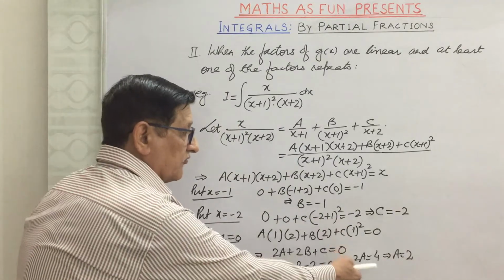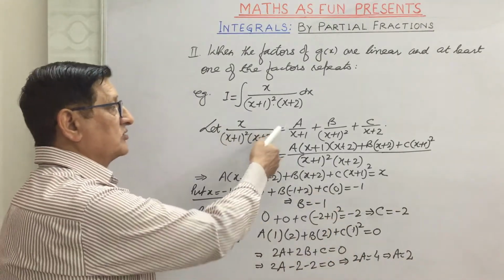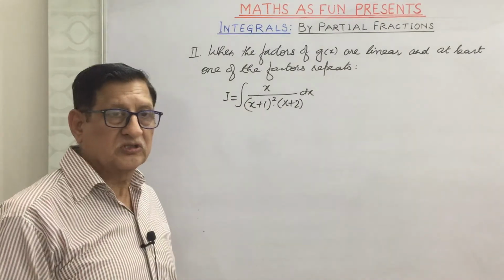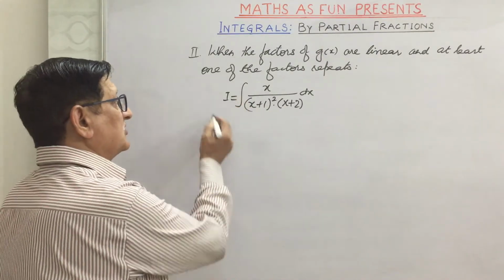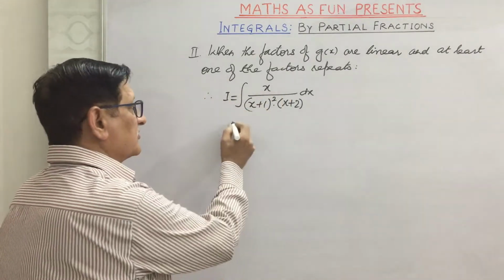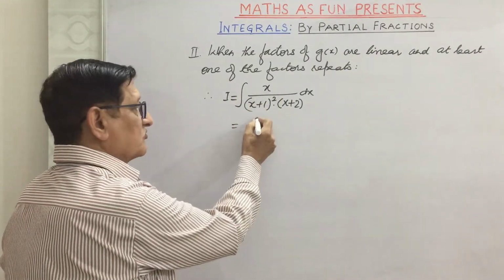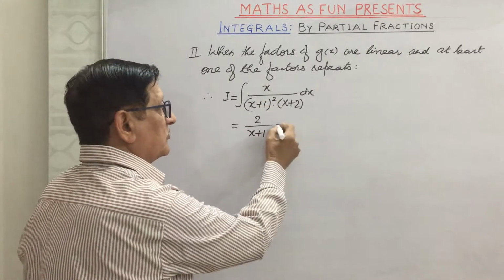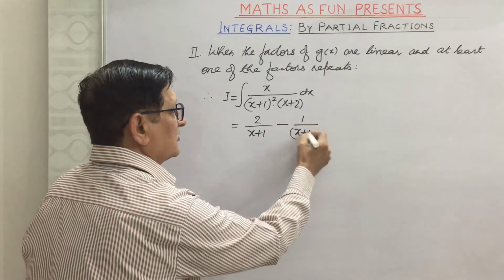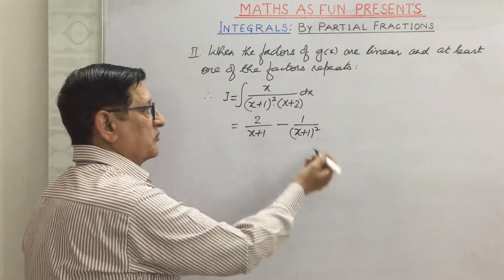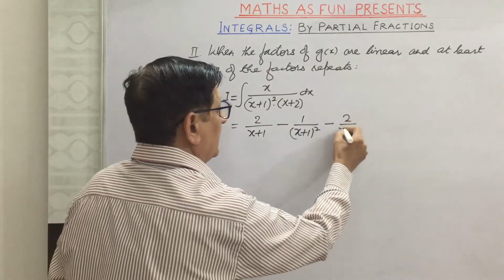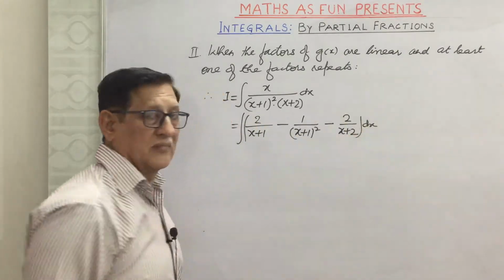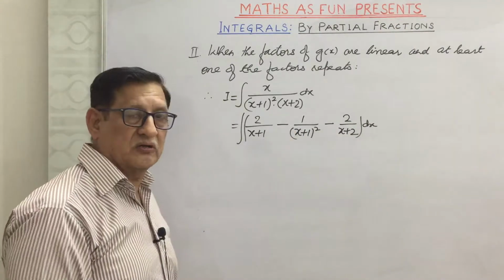After getting the values of a, b and c, we can substitute these values here and we can find out the integral of this. Substituting the values of a, b and c, we can write therefore I is equal to the integral of a upon x plus 1 means 2 upon x plus 1 plus b upon x plus 1 square means minus 1 upon x plus 1 square plus c upon x plus 2 means minus 2 upon x plus 2 dx. And now we know the integral of each part of it.